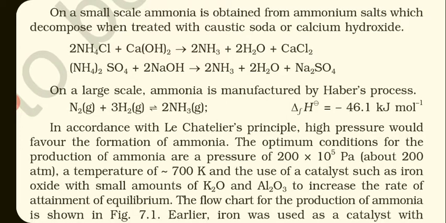On a small scale, ammonia is obtained from ammonium salts, which decompose when treated with caustic soda NaOH or KOH, or calcium hydroxide Ca(OH)2. Ammonium chloride with calcium hydroxide gives ammonia plus H2O plus CaCl2.